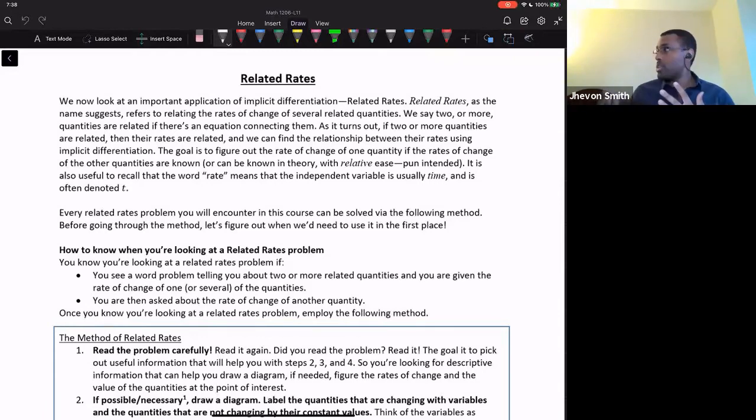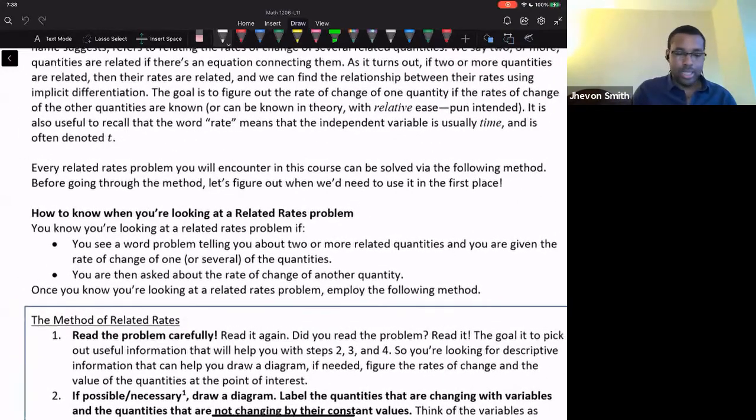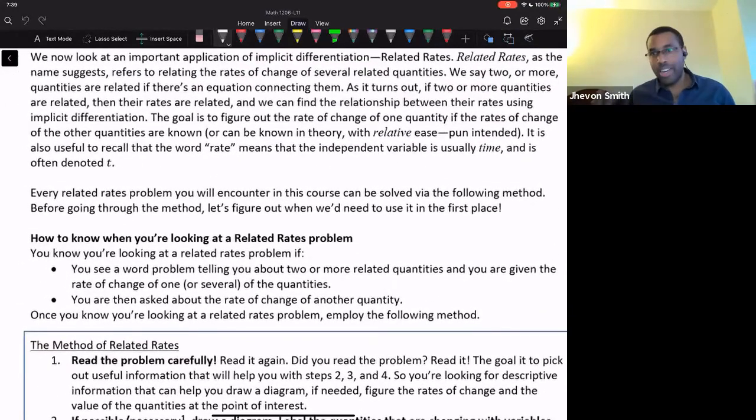Because there are going to be several types of word problems moving forward, I do want you to be able to identify when you're looking at a related rates word problem versus some other kind of word problem. And here is that section. How do you know you're looking at a related rates problem? Test 2 is going to have several word problems on it. How do you know which of them is related rates? Well, they have a very nice format.